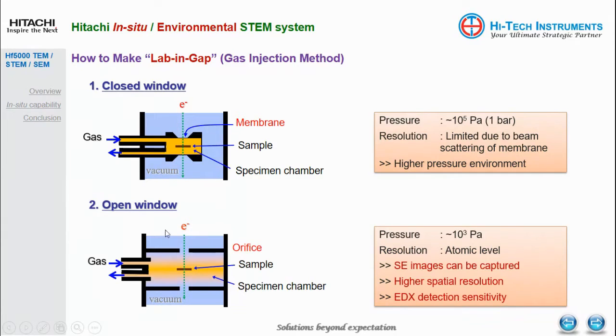But with this open window design in the HF5000, you see that now your holder is no longer limiting. Your gas is directly injected into the STEM, with this orifice here to protect the chamber at your cold FE. The pressure here you can achieve is 10 to the power of 3 Pascal. The resolution you can now achieve is atomic level. And the advantage is your SE images can also be captured with the detector, and you can achieve higher spatial resolution and also EDS detection sensitivity.